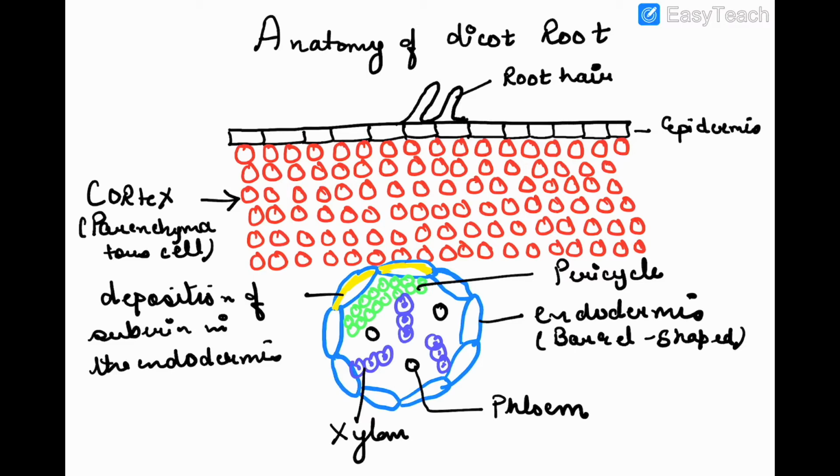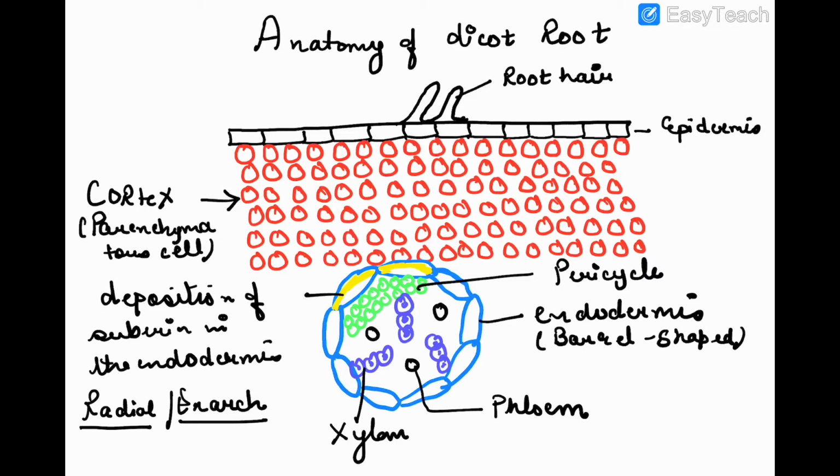The arrangement of xylem and phloem in the dicot root would be radial and exarch. Radial means that the vascular bundles are arranged in different radii, in different directions, and exarch means protoxylem towards the periphery and metaxylem toward the center.